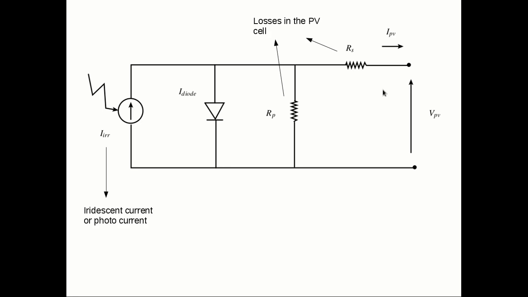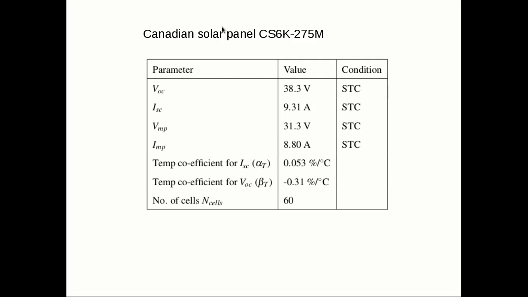So first, the equations to describe this. Now, before that, I'll just say that what we're going to simulate is a Canadian solar panel that is called by this name, CS6K275M. What that means is it's a Canadian solar panel. It is 60 cells and it is 275 watts of maximum power at STC. So I'll just list out the parameters that are most important. There are lots of parameters. You can go and look at the website, and that's also, for that matter, the screenshot which I showed before.